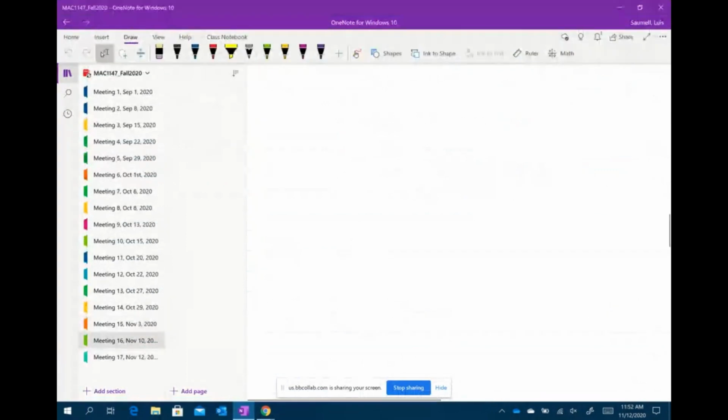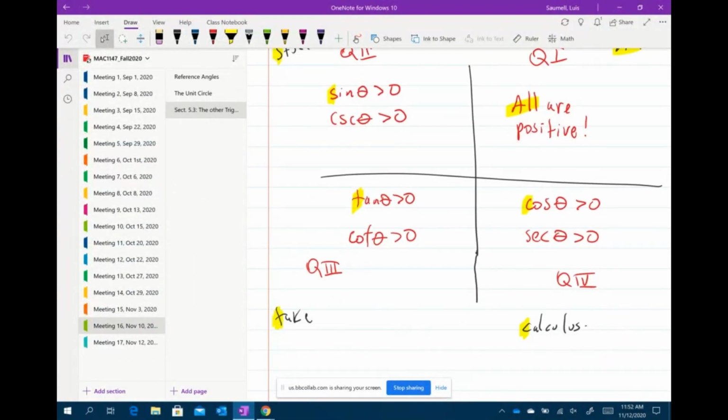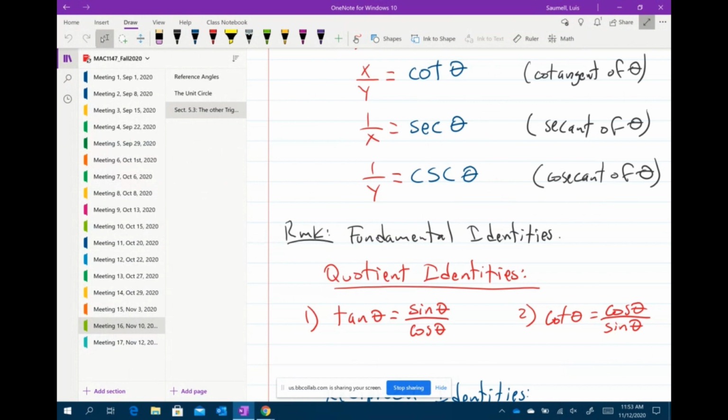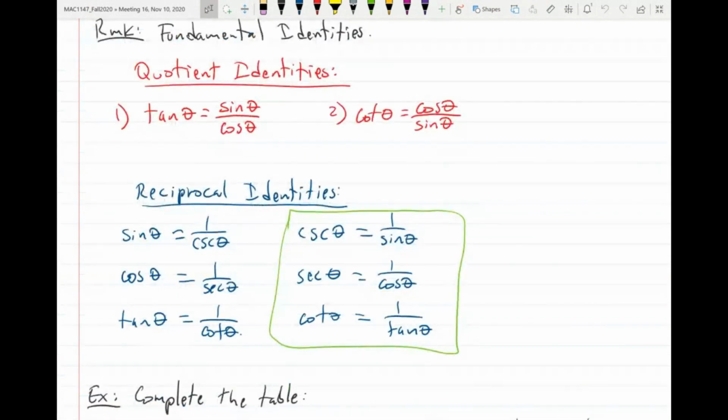So how do we define cotangent? Cotangent is cosine over sine, right? Let's see. So remember, tangent is sine over cosine, and cotangent is cosine over sine. So basically, cotangent is what you get if you flip tangent. So here in the reciprocal identity, you see that cotangent equals 1 over tangent, right? Do you understand this?